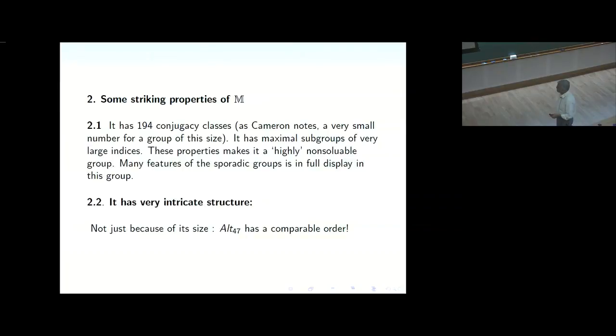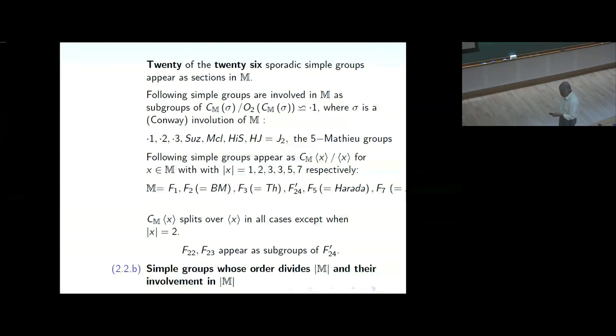And its structure is very intricate. Not because it's large, even alternating groups of size at most 50 have a comparable order. 20 of the 26 sporadic simple groups lie as sections of this group. What is a section? It is a factor group of a subgroup. The factor group of a subgroup, that's a section of it.